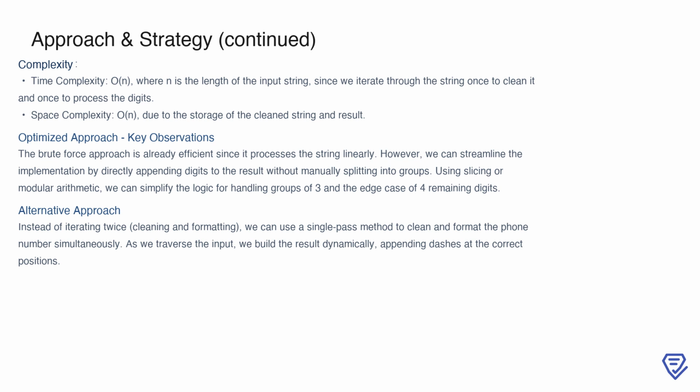One key observation is that the brute force approach already processes the string efficiently in linear time, but we can simplify the logic by appending digits dynamically as we traverse the input, rather than manually splitting them into groups. By leveraging slicing techniques or modular arithmetic, we can make the implementation cleaner, especially when handling the edge case of 4 remaining digits. This optimized version combines cleaning and formatting into a single pass, potentially reducing the code complexity while maintaining the same overall efficiency.